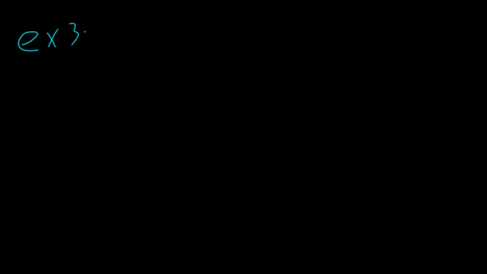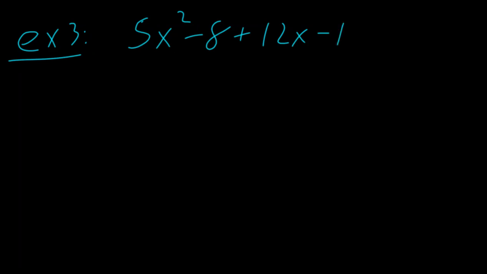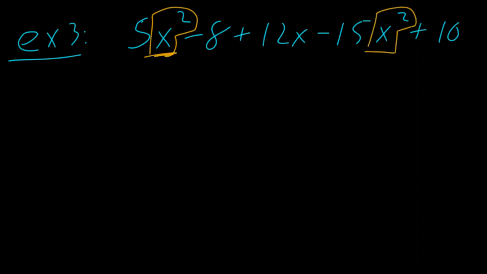Alright, example 3. Let's start throwing some tough stuff at y'all. Let's say we have 5x squared minus 8 plus 12x minus 15x squared plus 10. Now, as we look at this, what are the things that we can combine? Well, let's see. I see an x squared right there, and I see an x squared right there. Notice this is a positive 5, and this is a negative 15. So what is positive 5 plus negative 15?